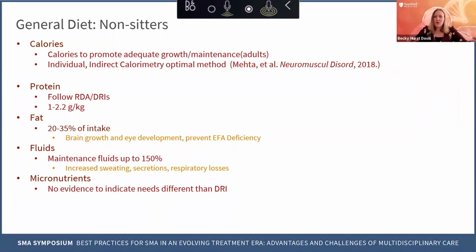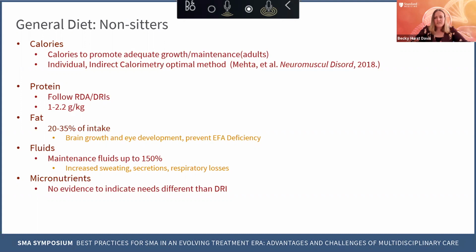There's no difference in protein or fat or micronutrients than there would be with the general population. We've had no evidence to indicate that different dietary reference intakes were needed. We did want to maximize, to get as close to your bone health nutrients as you could. One thing that is different is that with increased sweating and secretions and increased respiratory losses, we can see fluid needs up to 150% of maintenance in that situation.